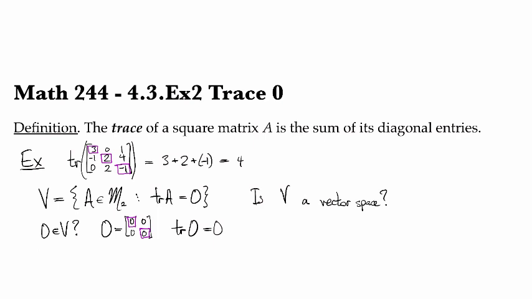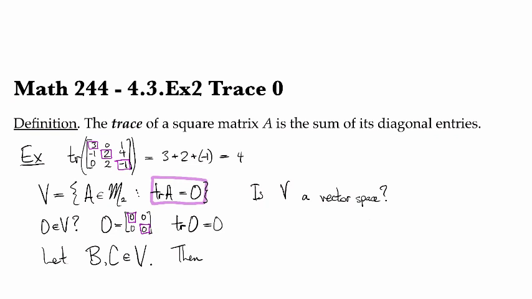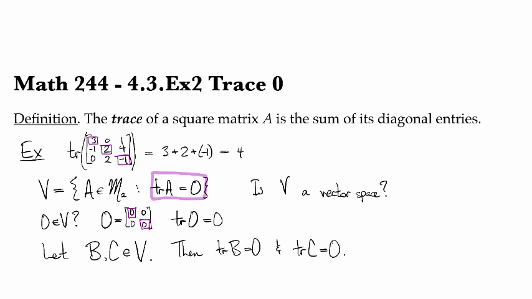Now what about if I take 2 elements from V? V consists of 2 by 2 matrices, so let's call them B and C. Let B and C be elements of this collection of 2 by 2 matrices. Then by this criterion, that the trace has to be equal to 0, we know that the trace of B is equal to 0, and we know that the trace of C is equal to 0. All right, so what does that mean?